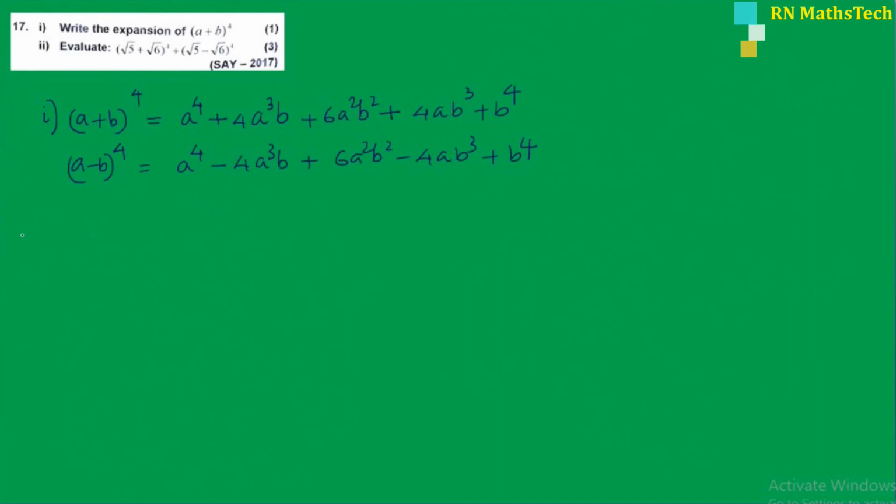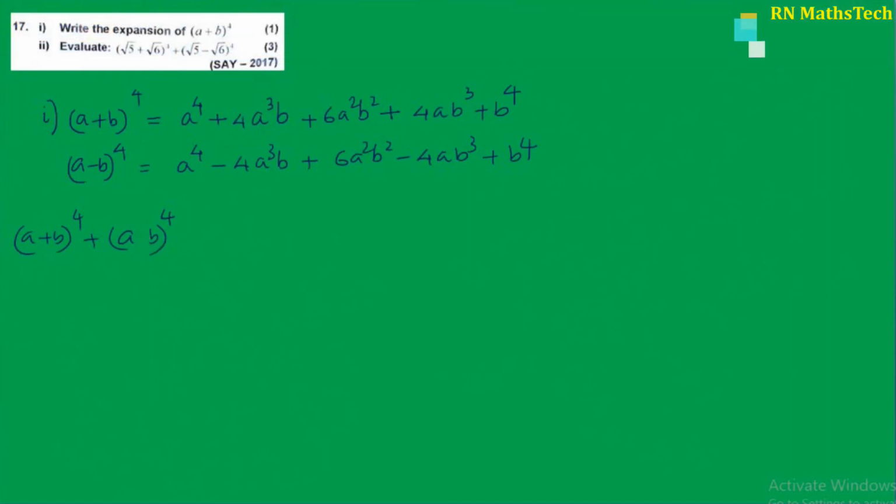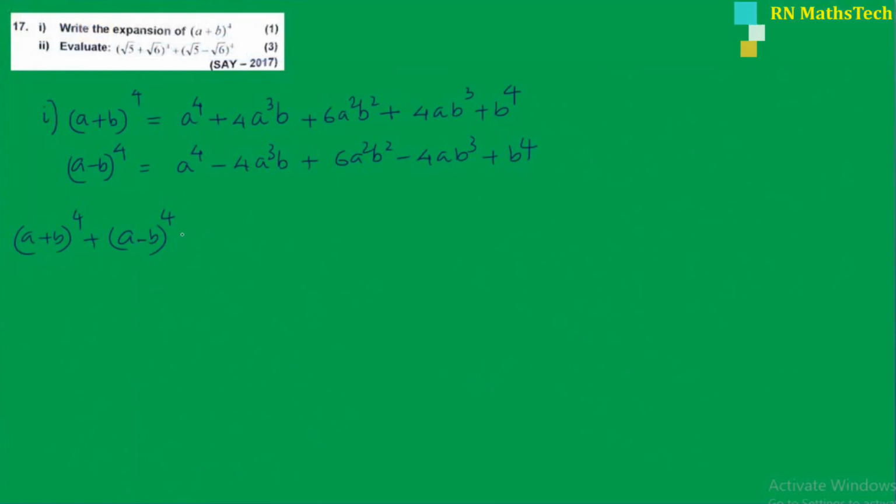ഇത് സം ചെയ്താൽ a plus b raised to 4 plus a minus b raised to 4 എന്ന് പറയുന്നത് 2a raised to 4 എന്നാവും. ഈ രണ്ട് ടേം ക്യാൻസൽ ആവും. അടുത്തത് പ്ലസ് 12a സ്ക്വയർ ബി സ്ക്വയർ എന്നാവും. അടുത്ത രണ്ടെണ്ണം ക്യാൻസൽ ആവും. പ്ലസ് 2b raised to 4 എന്ന് കിട്ടും.